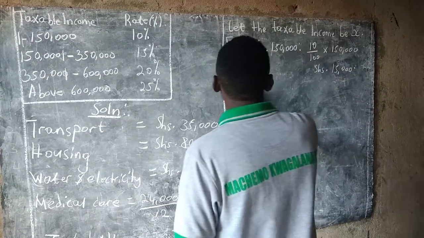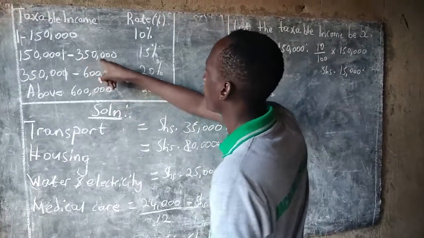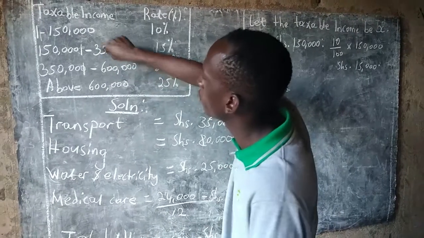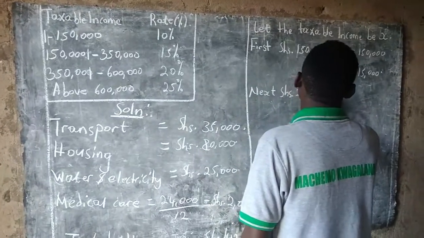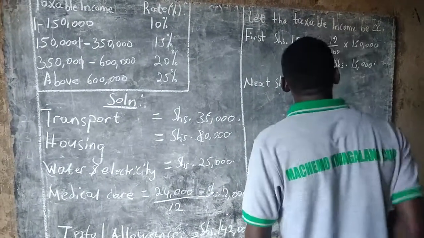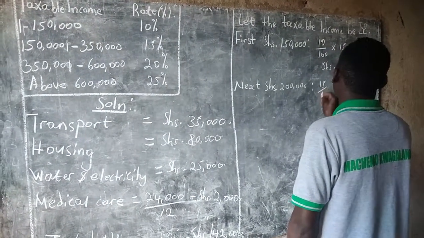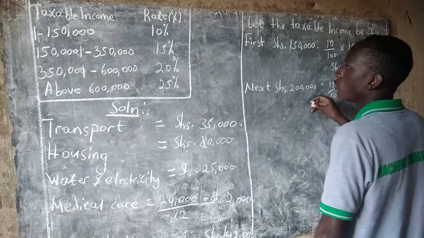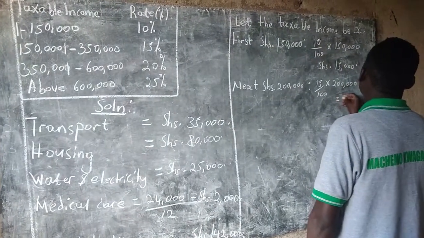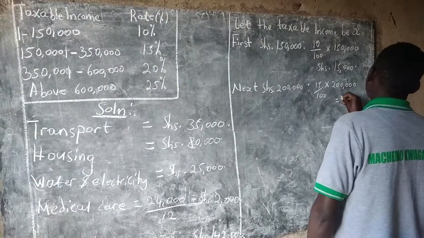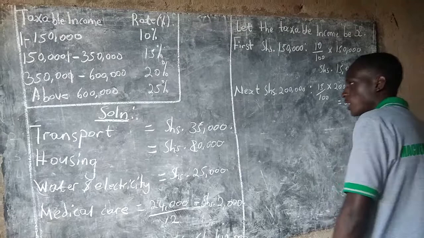Then next, shillings, we subtract this and that, we get, I think, 200,000. Our income tax rate is 15 over 100 times, what are we getting there? It is 200,000, and our answer there is 30,000. Don't forget the shillings there.